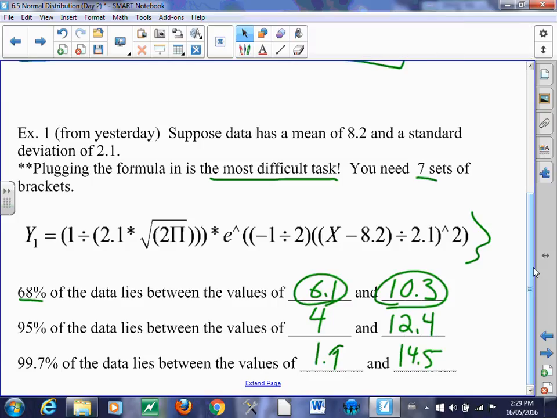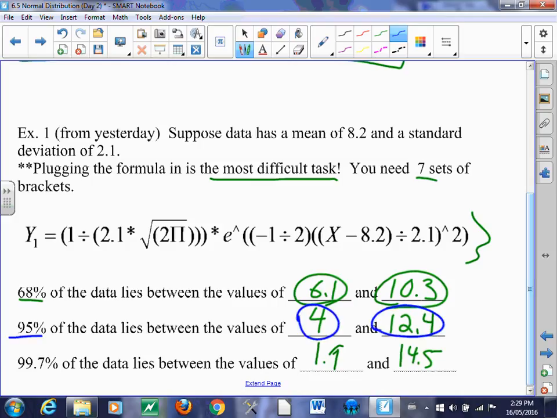Do the same for the second standard deviation: lower limit, upper limit, shade, and the probability should be 95%. And then do the third standard deviation. So lower limit, upper limit should give you a 99.7% probability.